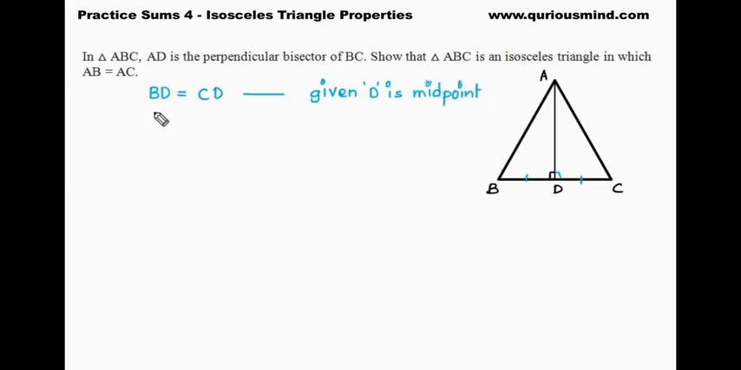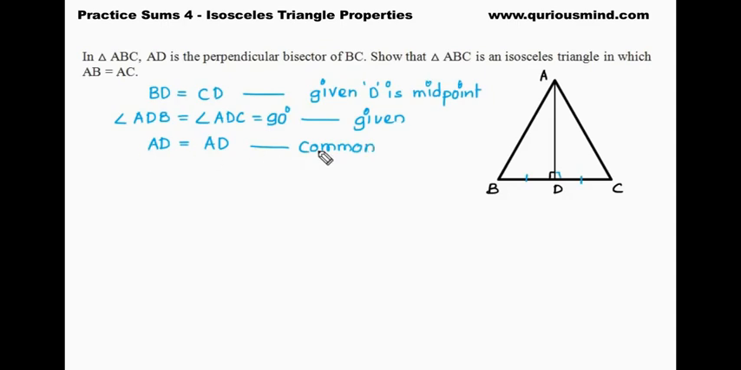BD is equal to CD. AD is perpendicular bisector. That means D is a midpoint. So BD is equal to CD. AD is perpendicular bisector. Perpendicular means 90 degrees. That means these two angles are going to be 90. So that's given. Third, AD equal to AD, common. And so side, angle, side. Using side angle side congruence, we can say that these two triangles are congruent.